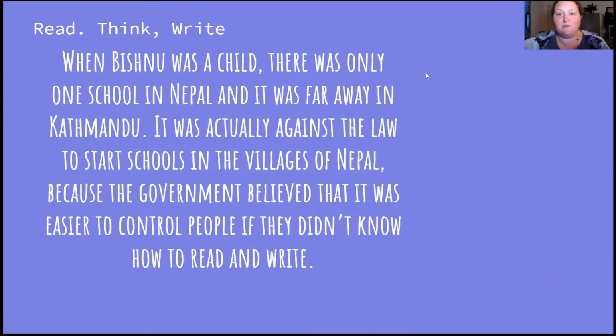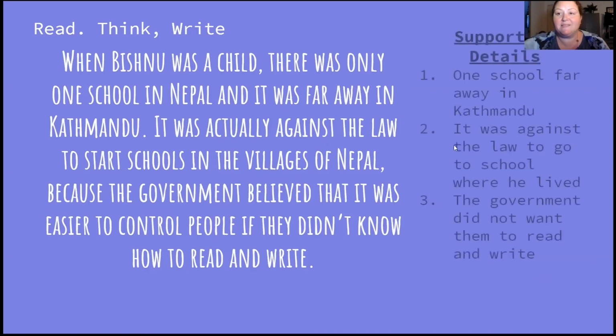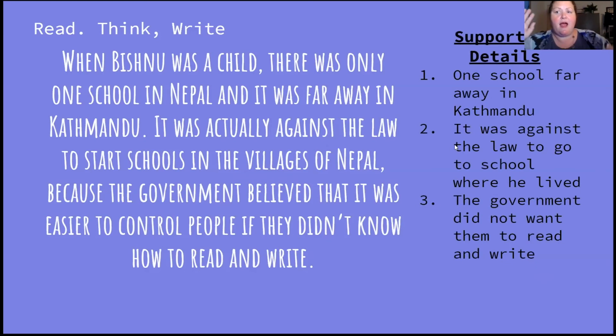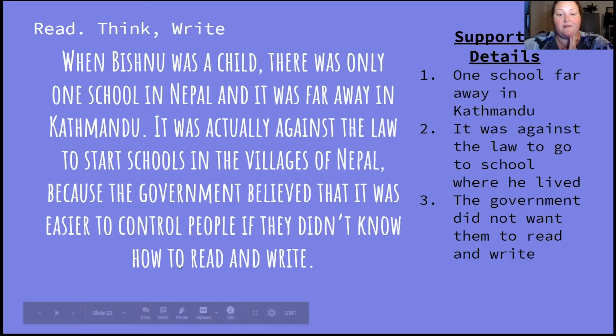So hopefully you guys wrote some key details. I'll go ahead and show you what I wrote. Some of the supporting details that I got: one school was far away in Kathmandu. I got that it was against the law to go to school, and the government did not want them to read or write. And we also could probably write why. So right here it says, because the government believed that it was easier to control people if they didn't know how to read and write. So hopefully you got some of those, and it's okay if you didn't. We will work on those together for sure.